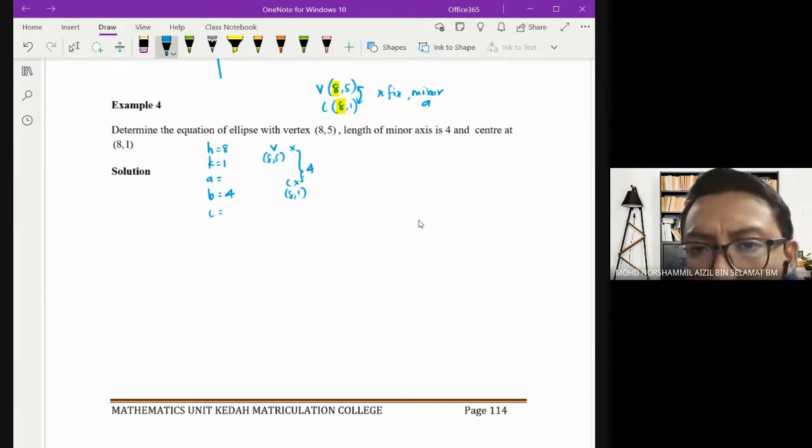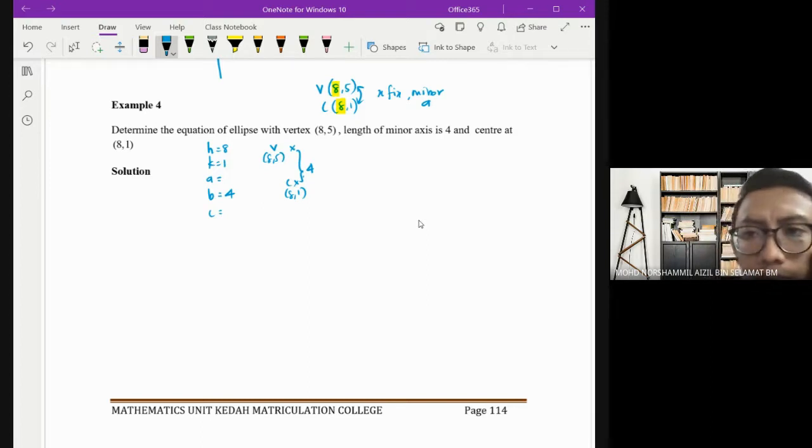Equation of ellipse. Vertex dah ada 8, 5, minor 4. Kejap. Minor 4. Saya rasa something wrong dengan soalan ni. Okay. Minor 4. So minor yang mana satu guys? Okay soalan ni. Saya pula silap, saya duk confuse dengan 4 ni. Minor. So minor will be what? 4?